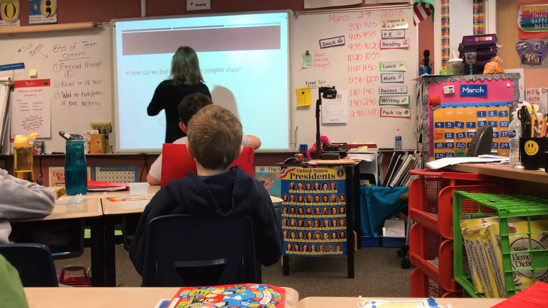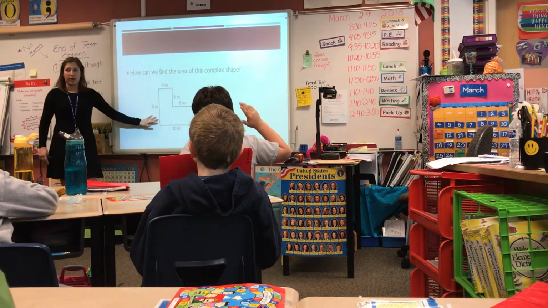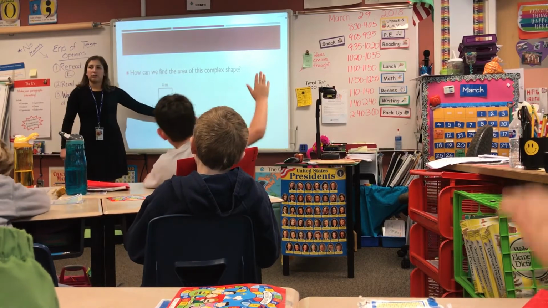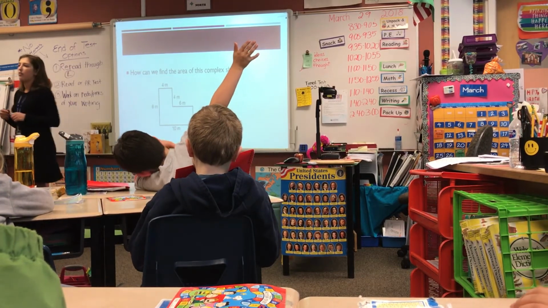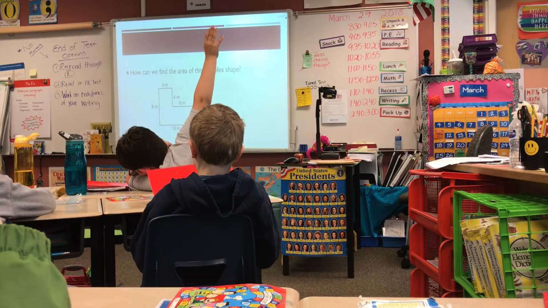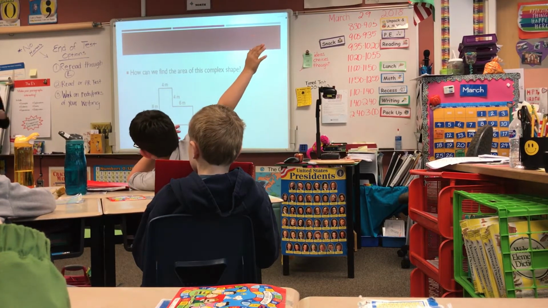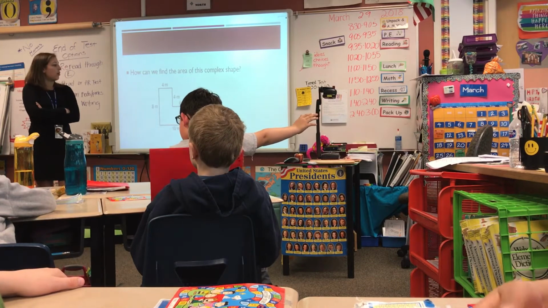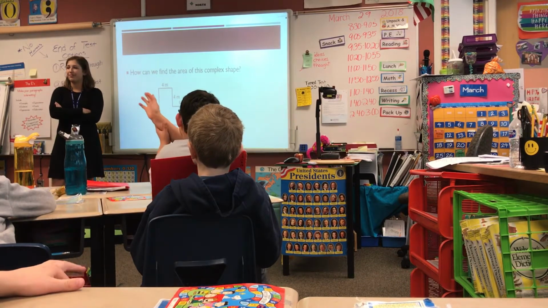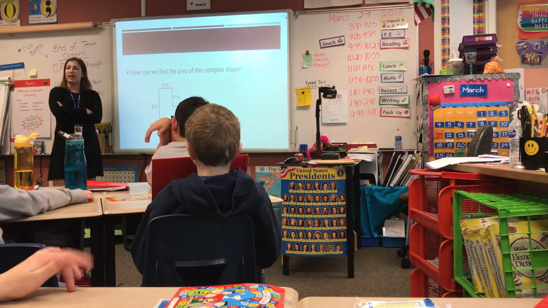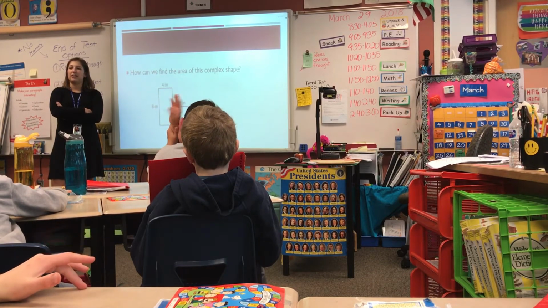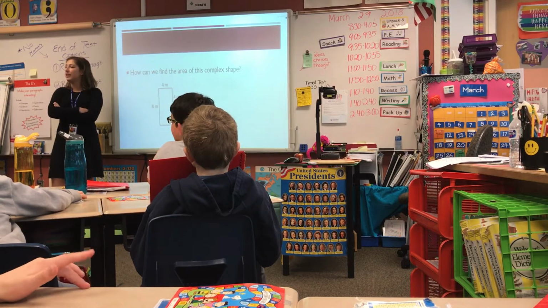This is a complex shape. This isn't just a rectangle or a square, right? It's kind of like a rectangle and a rectangle together. How do you think we can solve this problem? We practiced a little bit yesterday. How can we solve this problem? What's our first step we should do? And our first step isn't solving anything. Not yet. What should our first step be? Nuri.